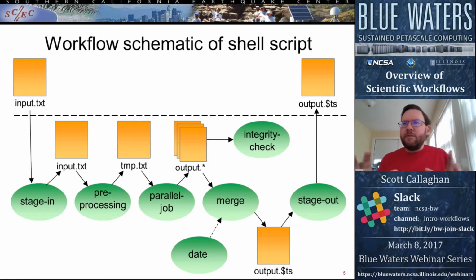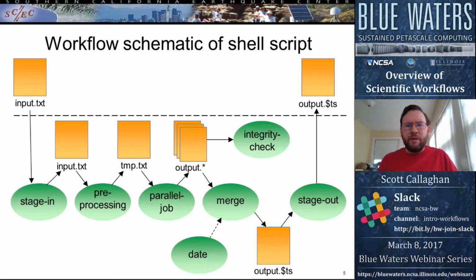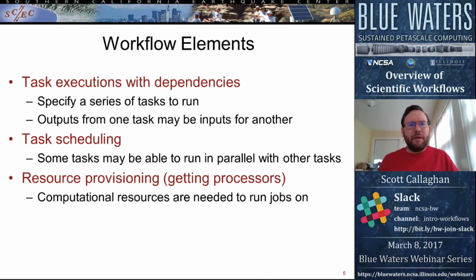So what are the key elements going on here? When we start to think about workflows, and even something like this, which is in its own way a workflow, what are the key concepts that we want to bear in mind? Well, the first is that we have task executions with dependencies. Every green circle here is a task, and the arrows help to illustrate the dependencies. We see that we have to run, for example, the pre-processing before the parallel job, because the pre-processing produces an output file, which then serves as an input. So we have this concept going on.